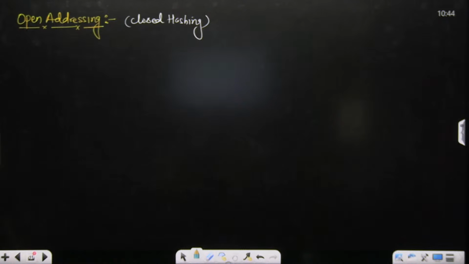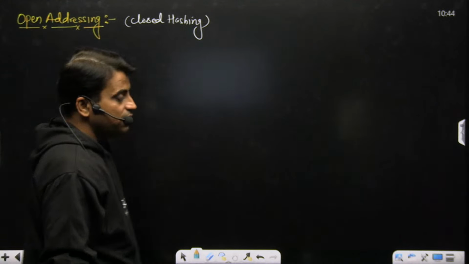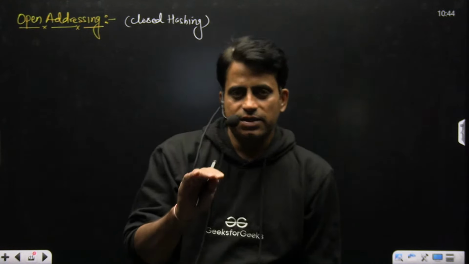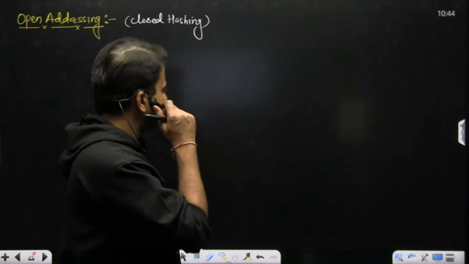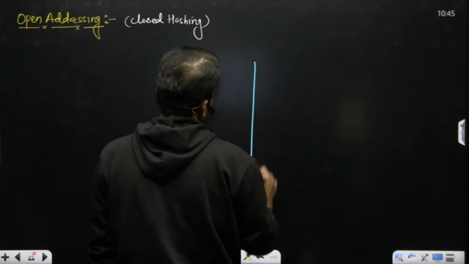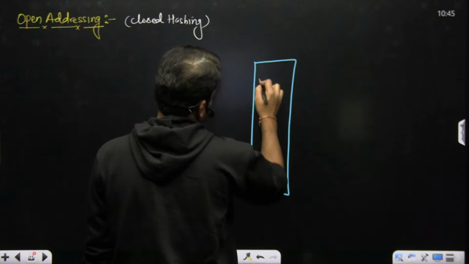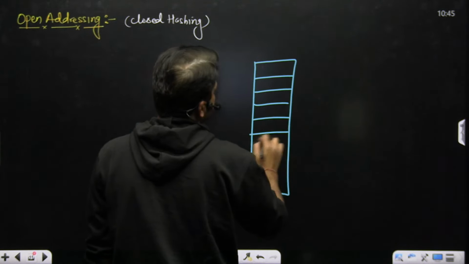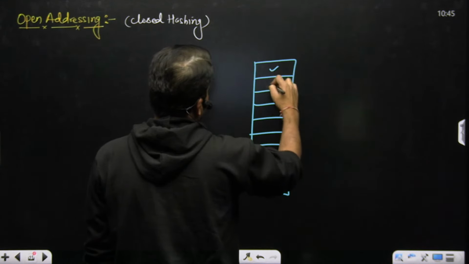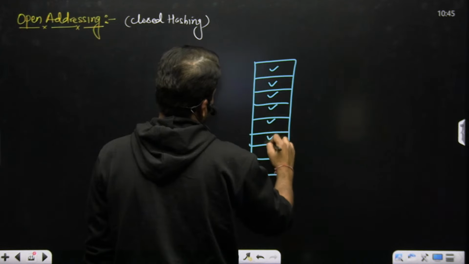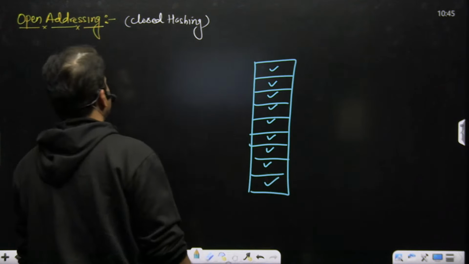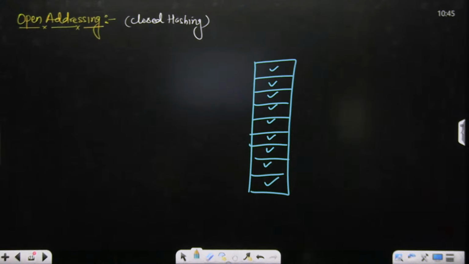Now come to the next, open addressing. This is known as closed hashing. In open addressing, the entire data is stored inside the table, student. Okay. All the data will be inside this table. So what is the load factor here, student?